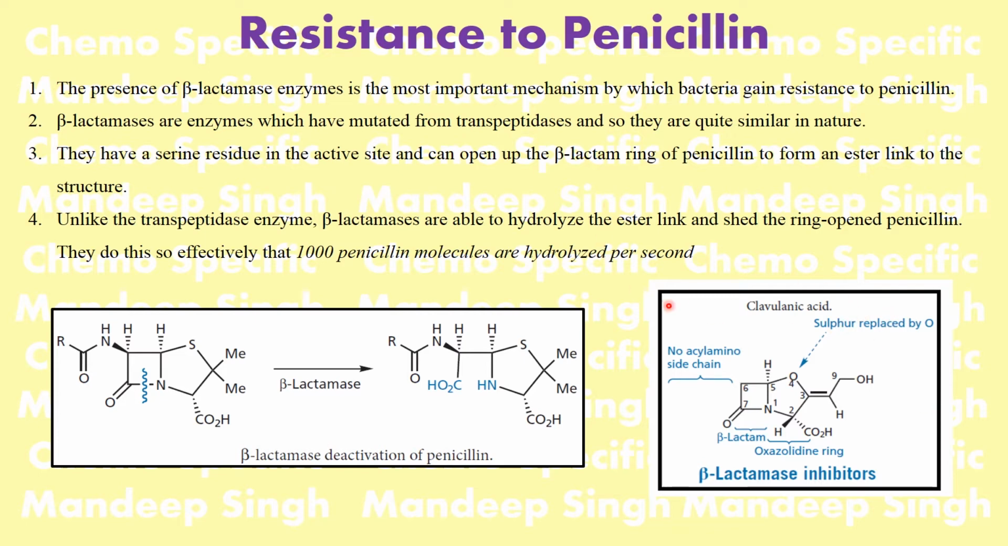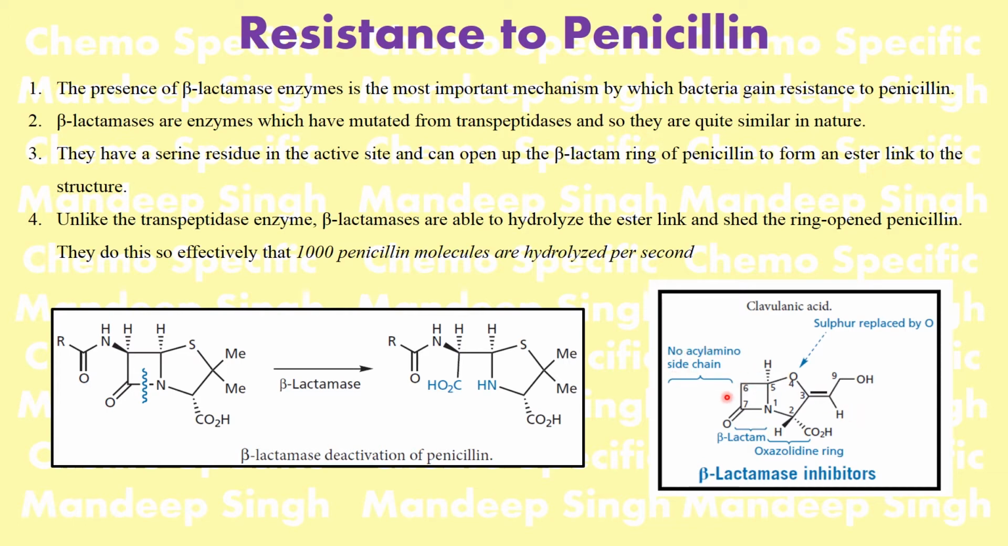So the role of potassium clavulanate, or the clavulanic acid, is to make sure that whatever beta lactamase is present inside your body is consumed by this clavulanic acid, because beta lactamase has a very, very strong affinity for this clavulanic acid.